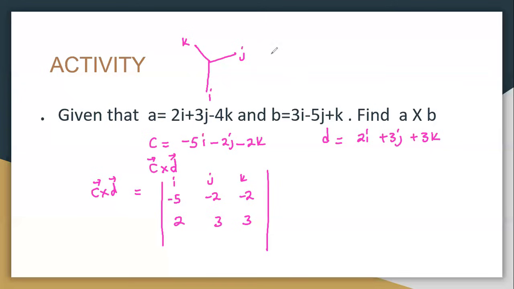Another reason why we put positive, negative, positive: when you remove j, you are crossing i cross k. You notice i cross k will give you a negative j. So that is another reason why you put that negative.